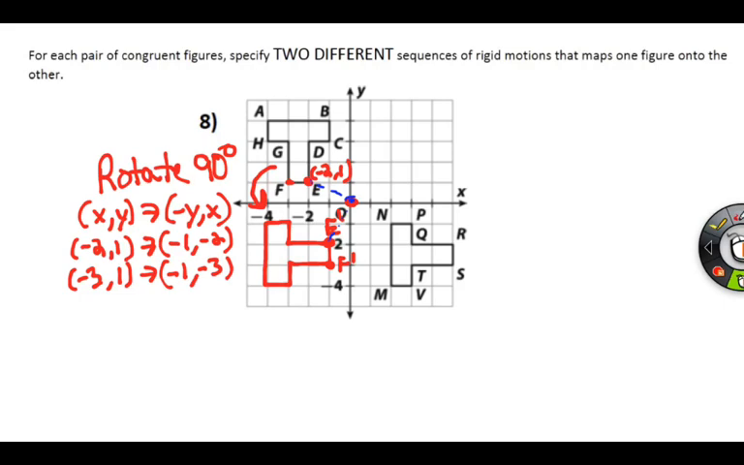So then we would say, then translate by vector <6, 0>. Or again, you could use the coordinate rules, (x + 6, y), because the y is going to stay the same.